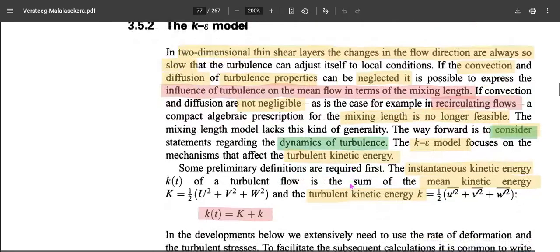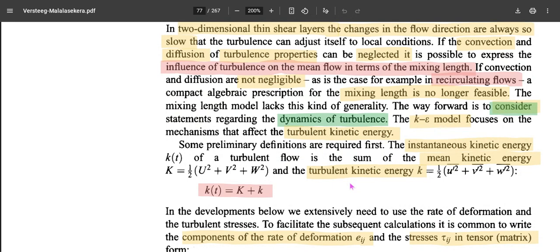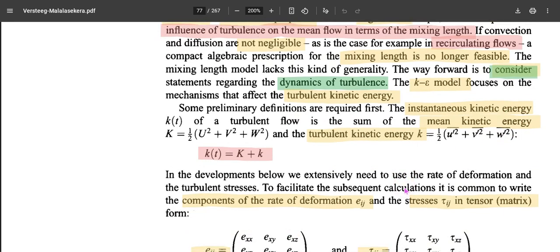For that, we formulate a few analogies, like what is meant by instantaneous kinetic energy, and how that instantaneous kinetic energy can be formulated as a mean kinetic energy and a fluctuating kinetic energy. The fluctuating kinetic energy is given by this one, and how this kinetic energy can be dissipated, we will come to that part later in this video.